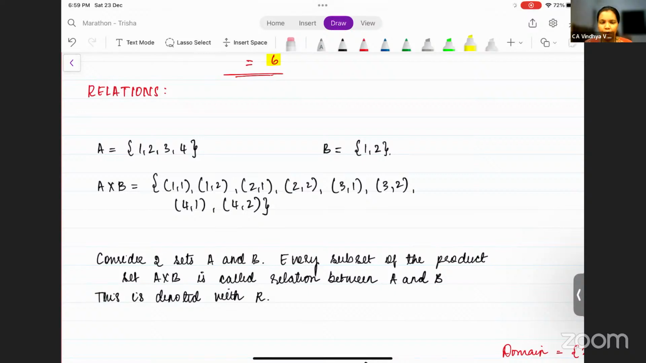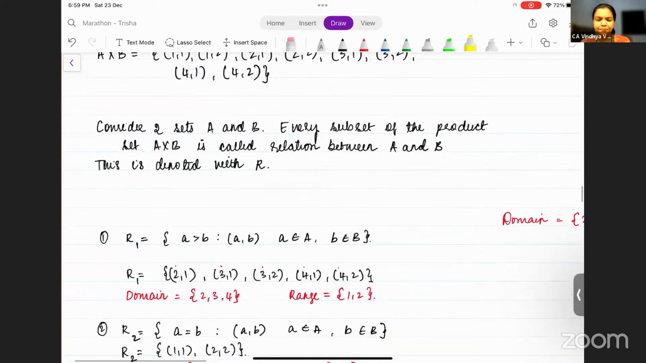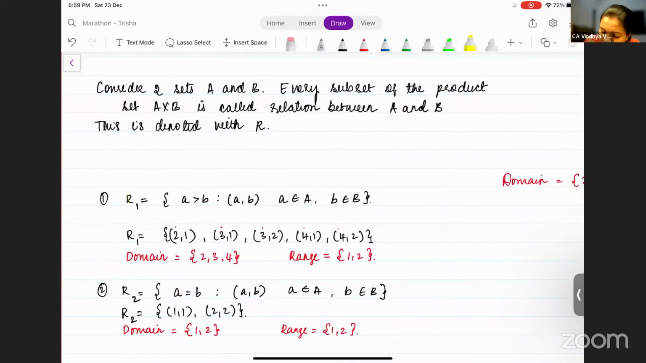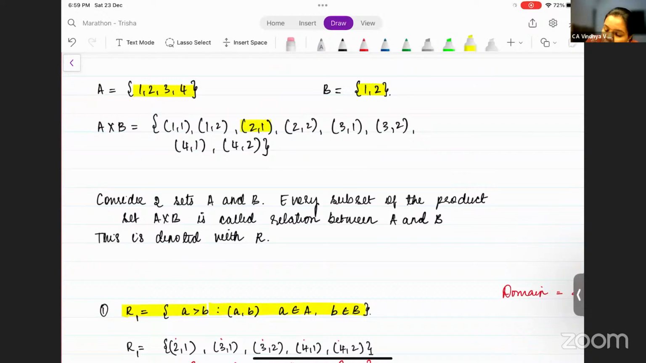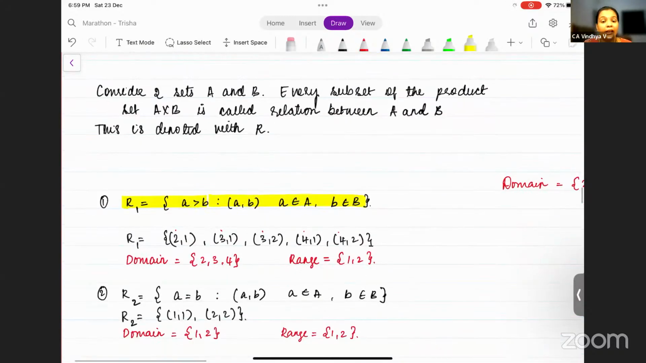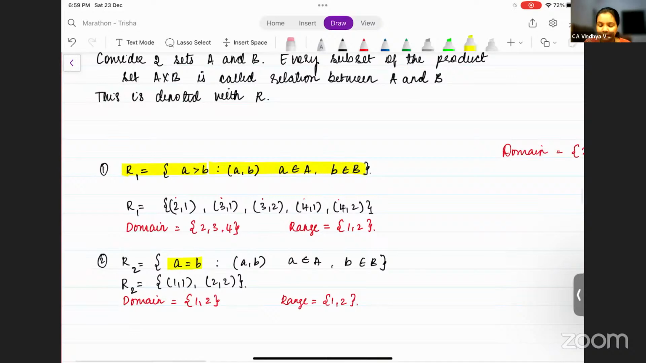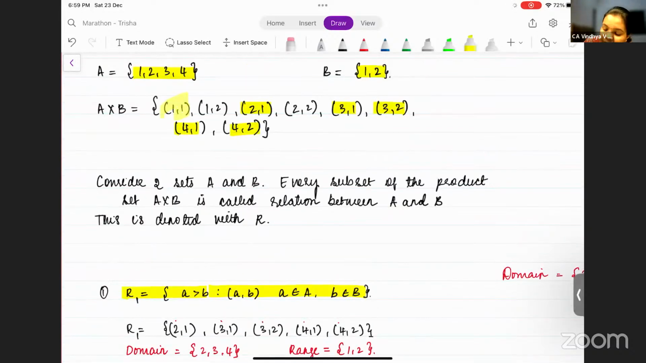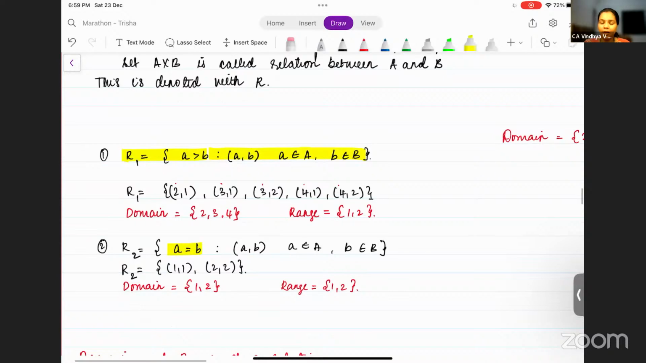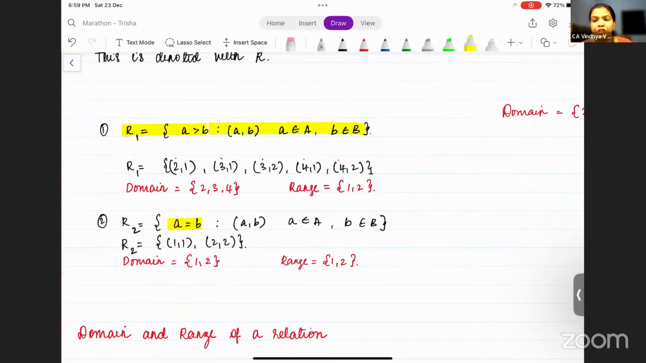Every subset. Okay, now here you have sets {1, 2, 3, 4} and {1, 2}. So the ordered pairs of A cross B are given as follows. I have defined the relation where I said A is greater than B. So if A is greater than B, we have (2,1), (3,1), (3,2), (4,1), and (4,2). Correct? Yes. Now I've said A is equal to B. If A is equal to B, then you have (1,1) and (2,2). That is your relation. Very simple.